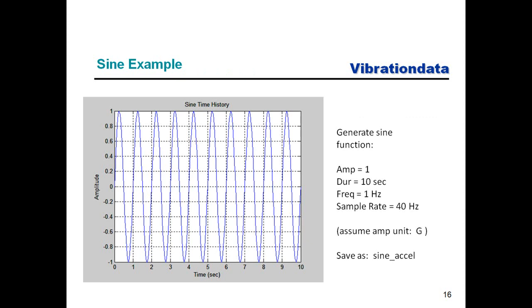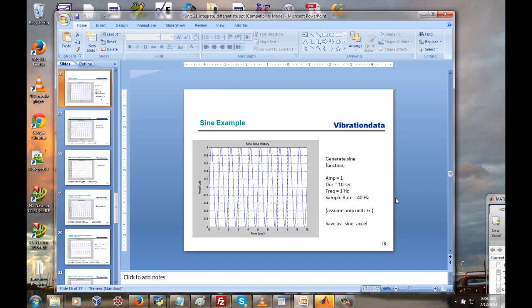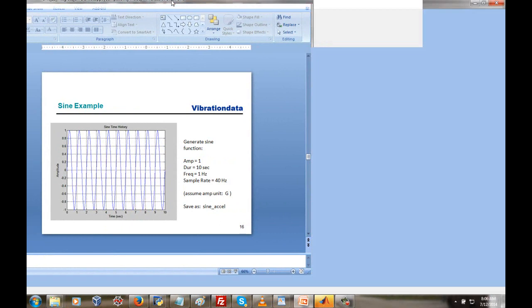Let's just take an example. So what do we have here? We've got an amplitude versus time. This is a sine function, 10-second duration, frequency 1 hertz, sample rate 40 hertz. And let's assume that this was acceleration in g. So let's go ahead and generate this. And this is going to be a review exercise.